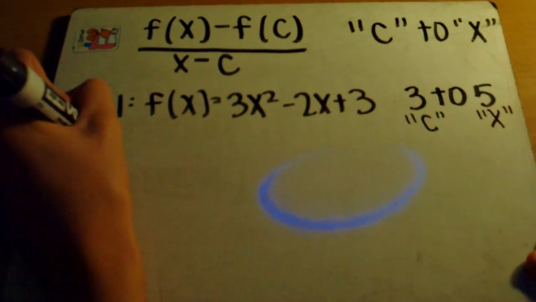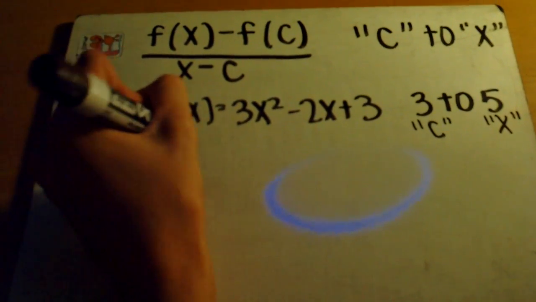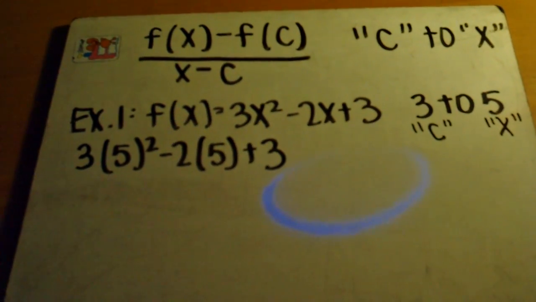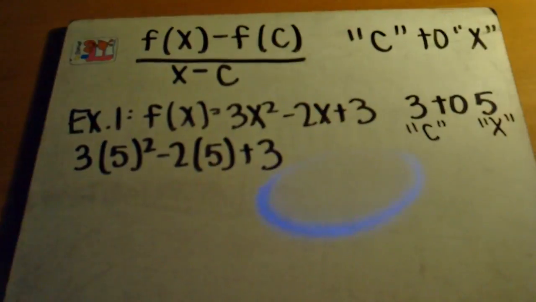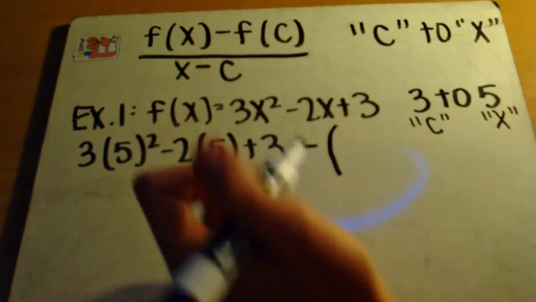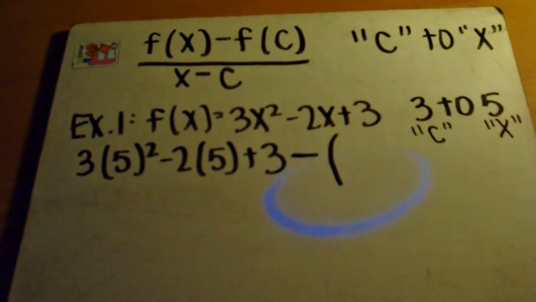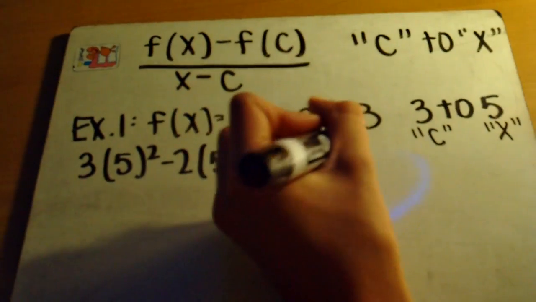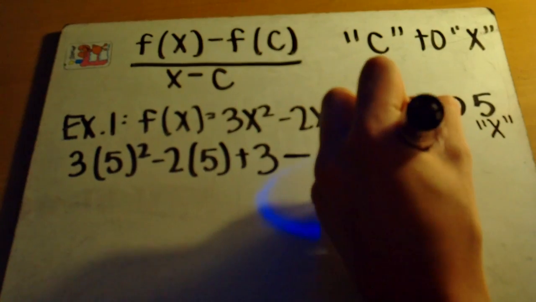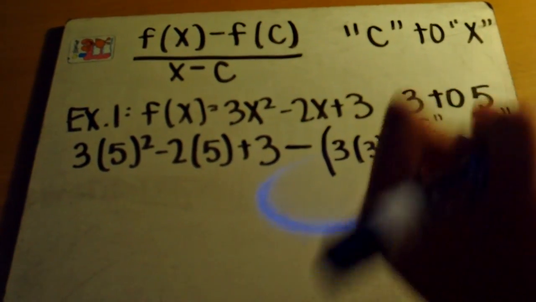So we're going to start with 3 times 5 squared minus 2 times 5 plus 3. Next we're going to have to find f of c. We're subtracting it, so make sure you put parentheses around the whole f of c expression. c equals 3 here, so we're going to plug in 3 for all of the x values. So 3 times 3 squared minus 2 times 3 plus 3.